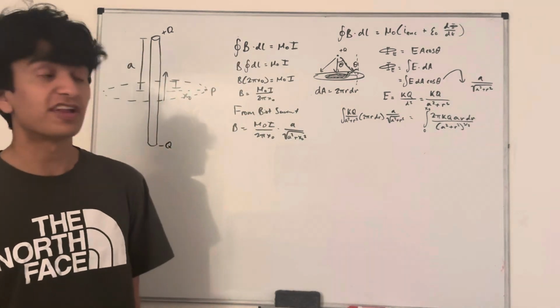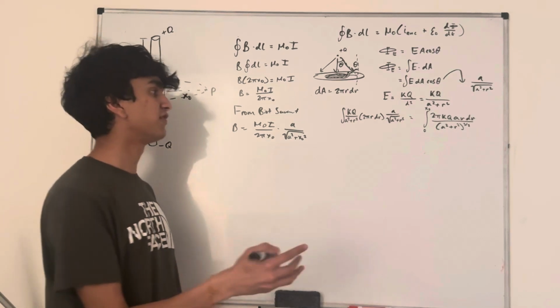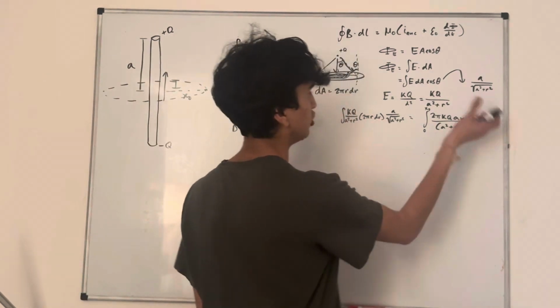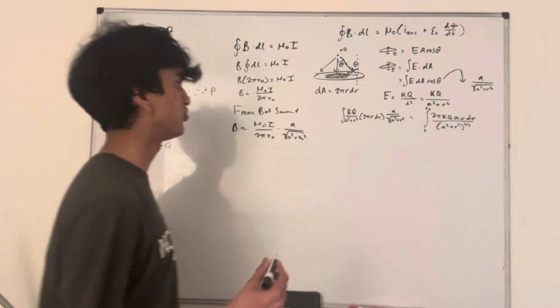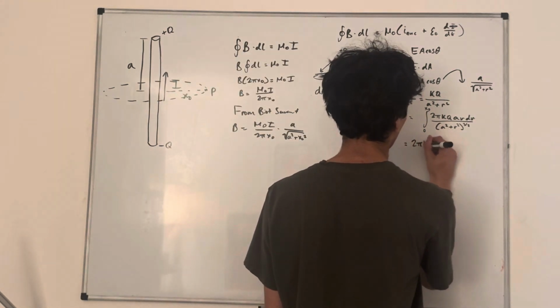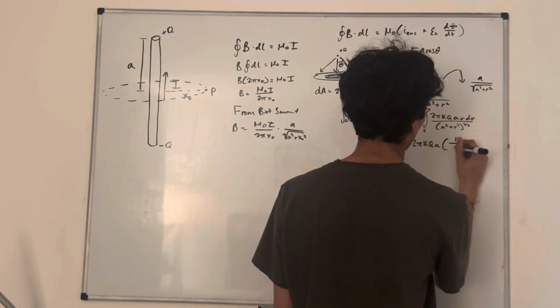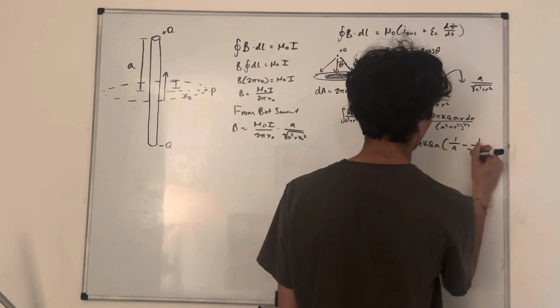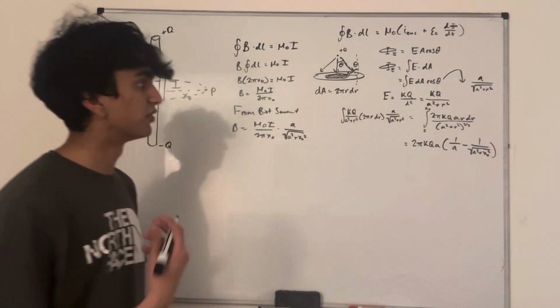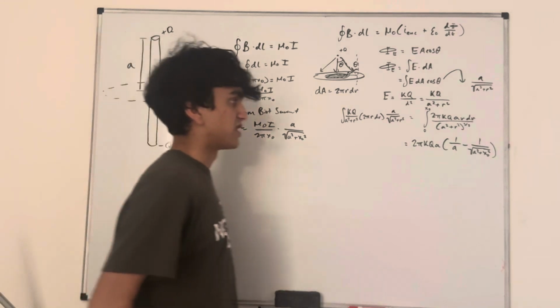This a squared plus r squared to the 3 halves term is an integral that's haunted us since electrostatics. You can actually evaluate it. This one's not too bad. You can do u substitution, but eventually when I take out this whole integral, I get 2 pi kqa, and then I get 1 over a minus 1 over root a squared plus x initial squared. This is the result I get from this integral.